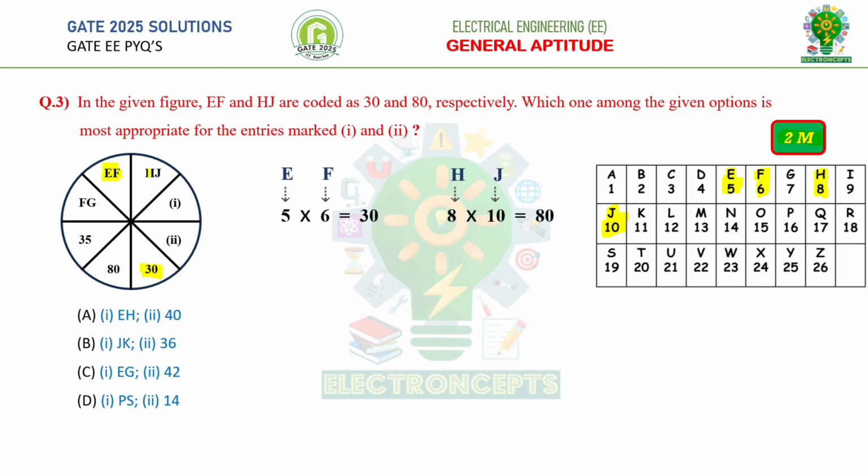It is given from the data that H is equal to 8 and J is equal to 10. Therefore, H into J, that is 8 into 10, is equal to 80. Similarly, let us also calculate the value for FG and also find the alphabet for 35. Now let's calculate the value of FG, which is marked as 2.